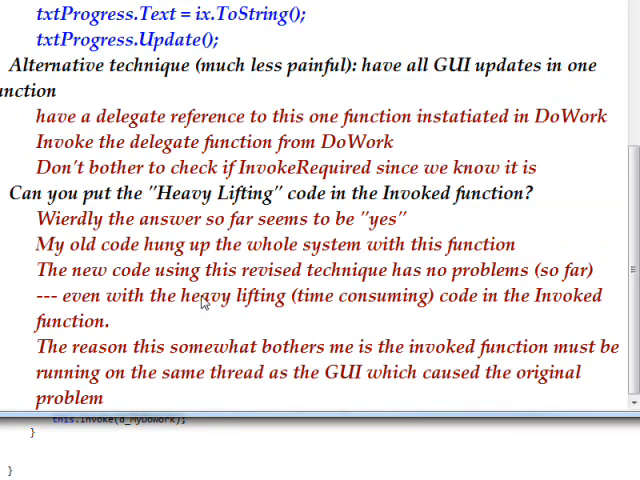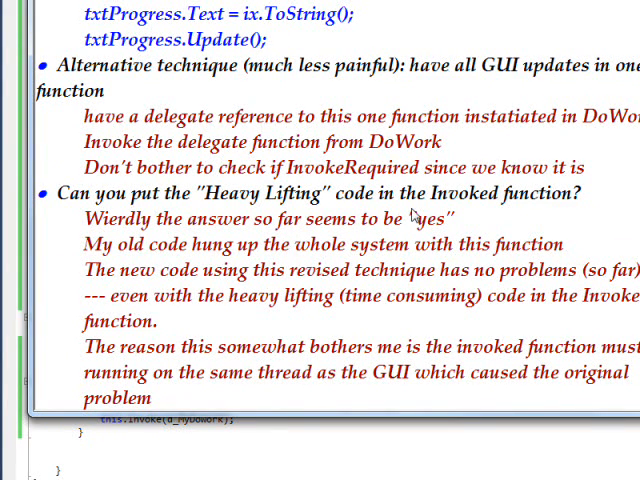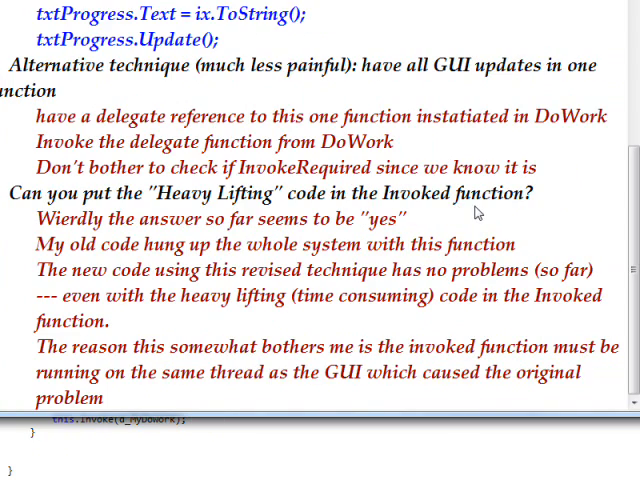But this raises another question. Can you put the heavy lifting code in the invoked function, in the regular function that runs in the same thread with the GUI? And weirdly, the answer to this seems to be yes. It's almost as though, because there's two threads, the system is really delegating it to the background thread and delegating the GUI interaction to the foreground thread.